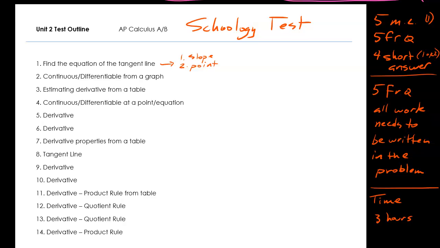Haley, we'll start with you. Jeez. Haley, how are we going to find the slope in the problem? Almost guaranteed.